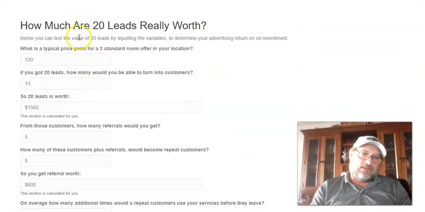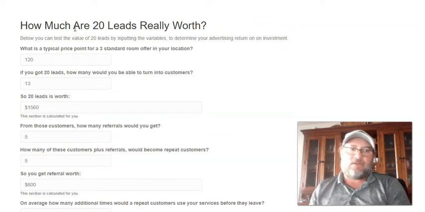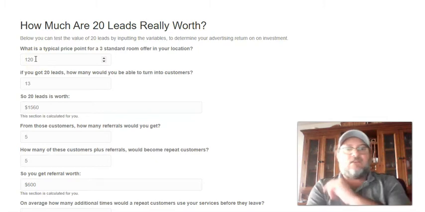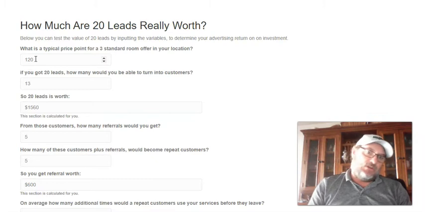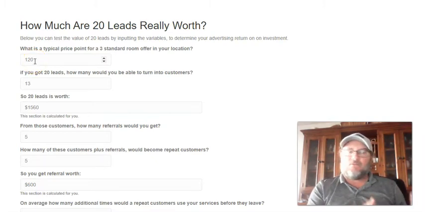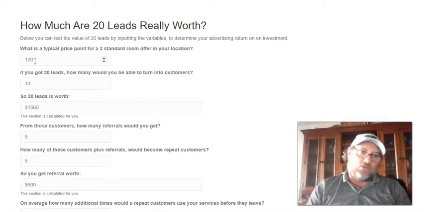What we're going to do is base all these calculations on 20 leads, right? So in this first box here, what is a typical price point for a standard 3-room offer for a carpet clean in your area? Generally it's about, say, $150 down to about $89 at worst. They're the real discounters. You want to stay out of that realm, but let's go to $120.